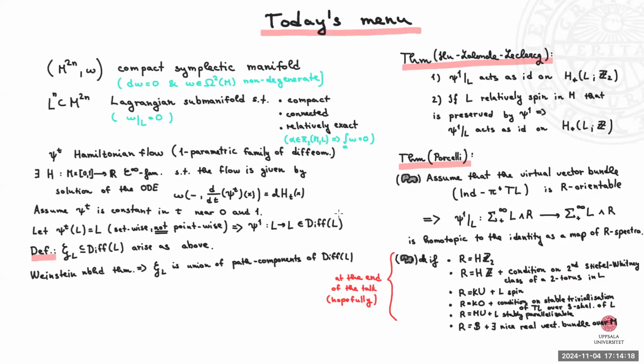And what you can always somehow generically assume is that the flow is constant in the t variable when you are close to 0 or 1. Okay, so today we will care about very nice Hamiltonian flows that preserve some Lagrangian that we choose setwise. So we are not going to preserve it pointwise. What does it mean? If you flow in time, at time 0 this flow is an identity, but at time 1 it's something weird.